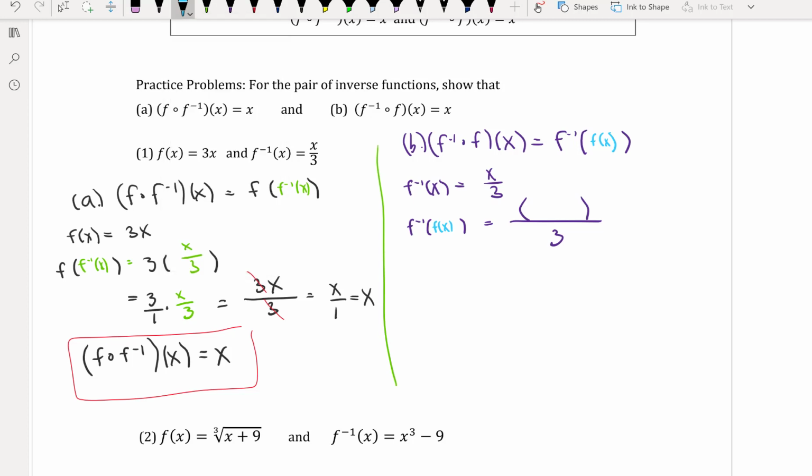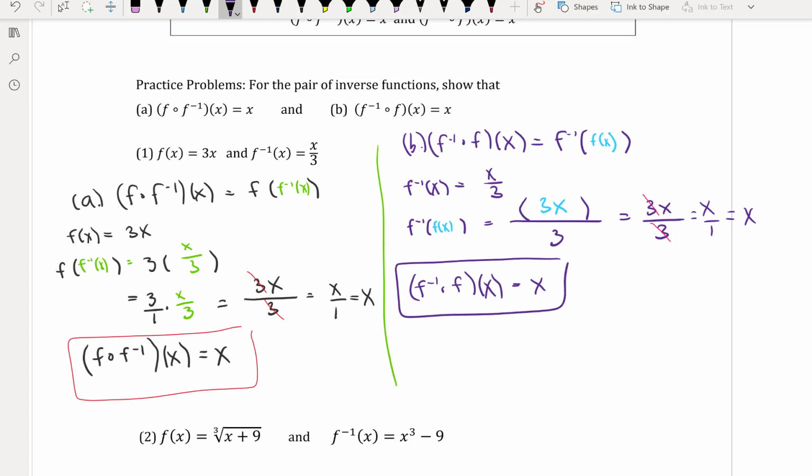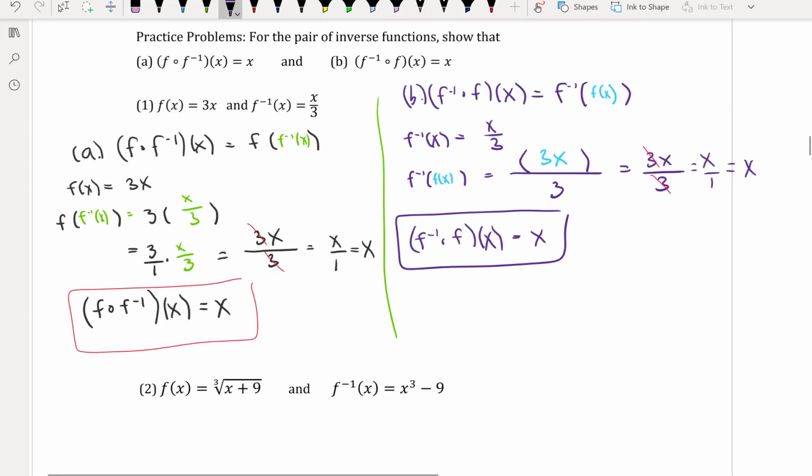So that function f that I'm plugging in doesn't change, that's my 3x. So I end up getting 3x over 3, and the x's cancel. So you're left with x over 1, or better yet, just x. So now I've shown that f inverse composed with f with respect to x is equal to x by itself. Okay? So that is going to be the final answer that I get. So now I've shown part A, and now I've also shown part B. Okay?